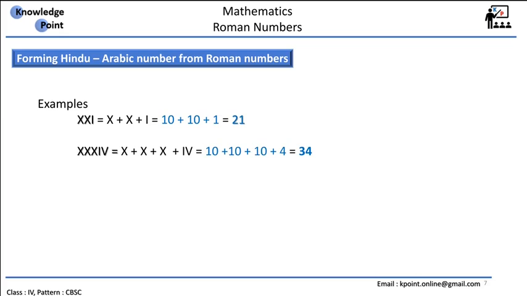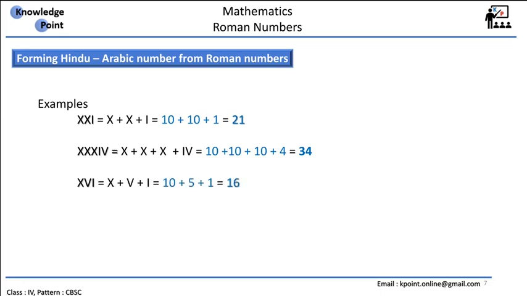The next example is XXXIV. It can be split as X plus X plus X plus IV. For X we are considering the value as 10 and IV means 4. So it can be written as 10 plus 10 plus 10 plus 4, which is equal to 34.